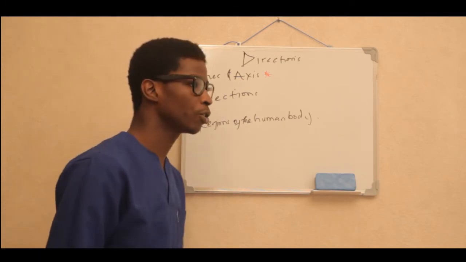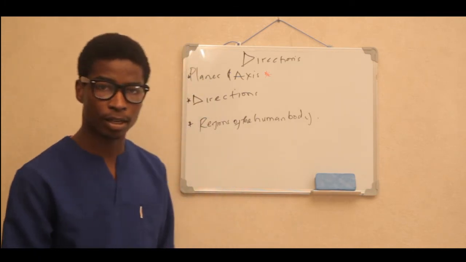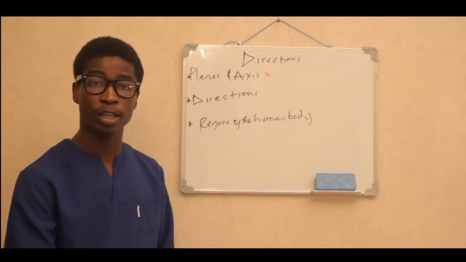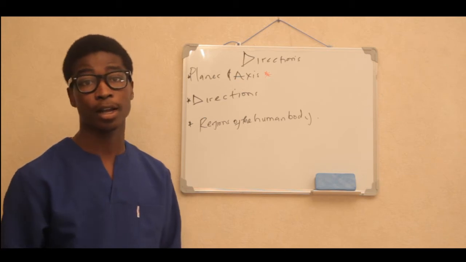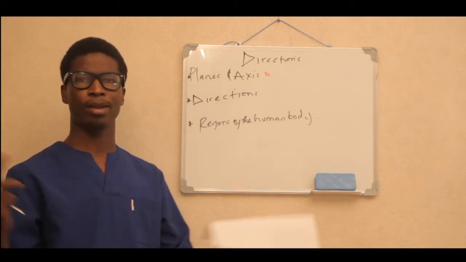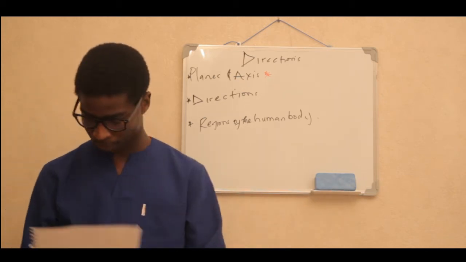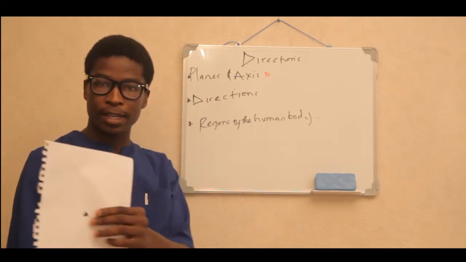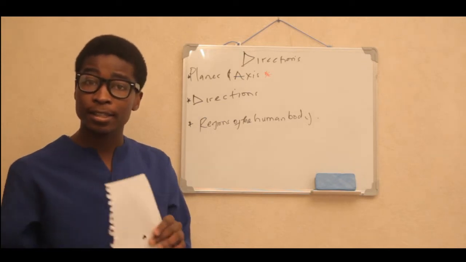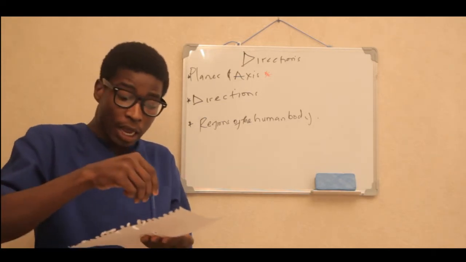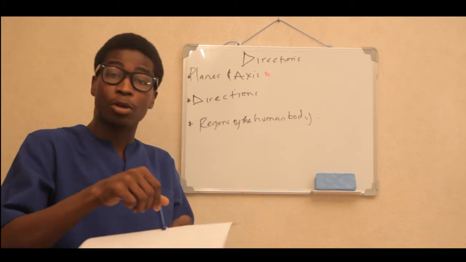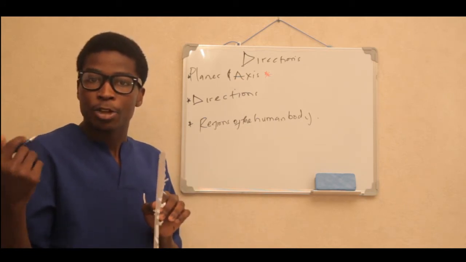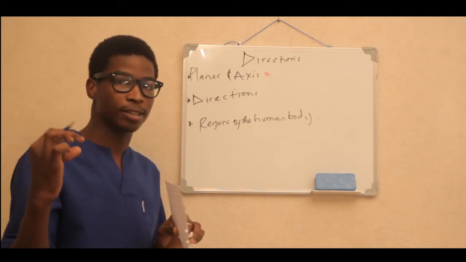Now directions. You'll be like, why do we need to study planes and axes? You find out that the movement of the human body takes place in a plane around an axis. What does that mean? Just hold on. If an axis is a straight line around which an object rotates, then you can say that the human body is, in a way, simultaneous to being an axis.